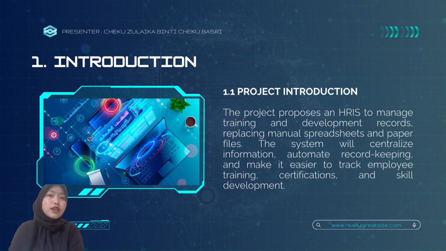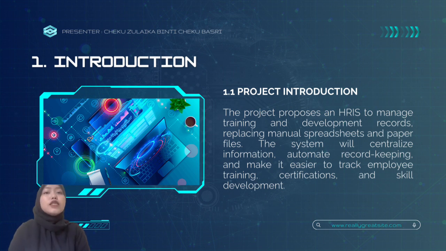At present, many companies still use manual spreadsheets and paper files to record employee training. This approach is slow, inefficient, and risky. For example, imagine if HR needs to check 200 employees' certification, and by using Excel sheets, this takes hours and mistakes can easily happen. With HRIS, all the records will be centralized into one secure system.